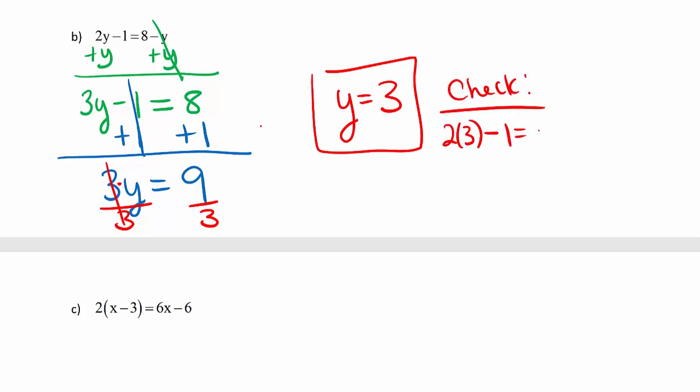If I wanted to check my answer, I would just go to the original equation. I'd replace all the y's with 3's. And if I do the arithmetic, on the left-hand side, I get a 6 minus 1, which is 5. And on the right-hand side, I get 8 minus 3, and that is also 5. And that's how I know I did the problem correctly.